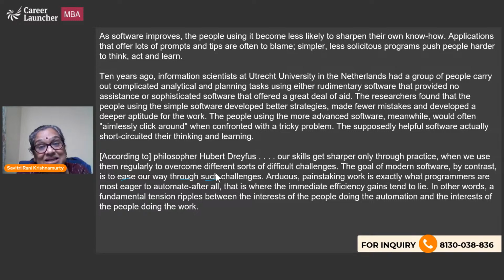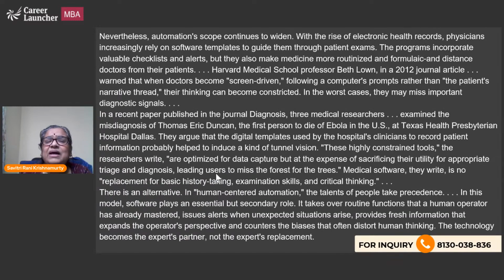People who do the work, their skills get better, but people who do the automation want to replace your hard work with that automation technology. Therefore, there is a fundamental tension between these two people. Nevertheless, automation scope continues to widen.